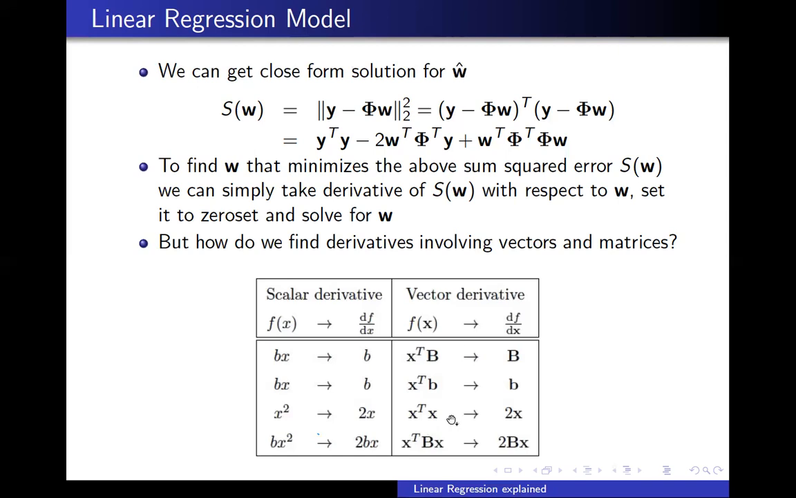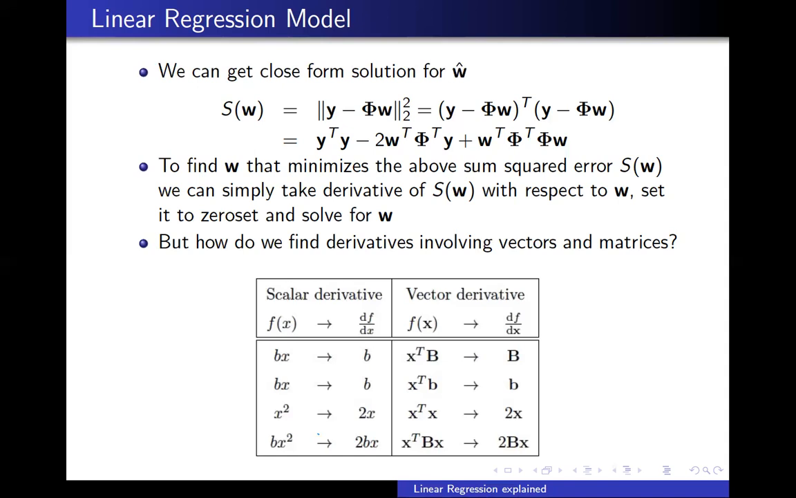And if you have a quadratic form, x transpose B x, and take the derivative with respect to x, the result will be 2 times Bx, where B is a matrix and x is a vector. So it's very, very similar to the scalar derivatives. The only thing is that you have to be a little careful about the matrices and vectors.